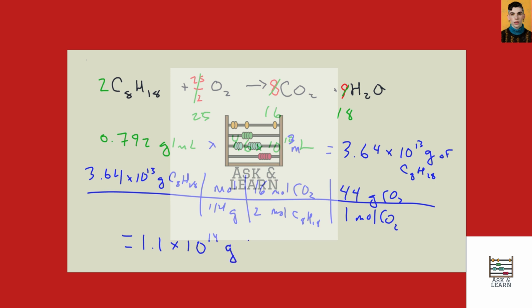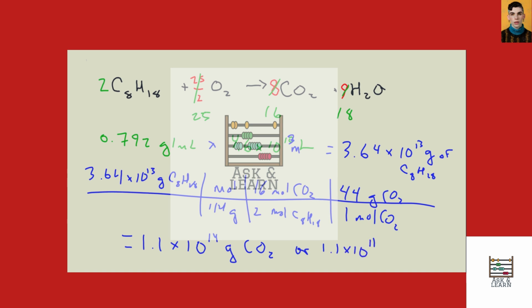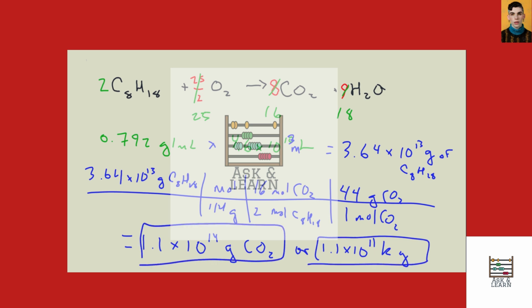And the final answer we get there is 1.1 times 10 to the 14th grams of CO2, or 1.1 times 10 to the 11th kilograms of CO2. So that's part B. To move on to part C, what is the volume in liters of this CO2 at STP?